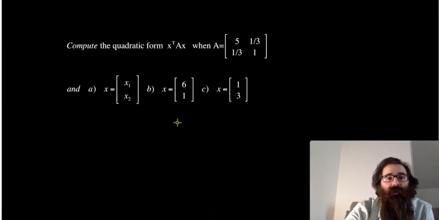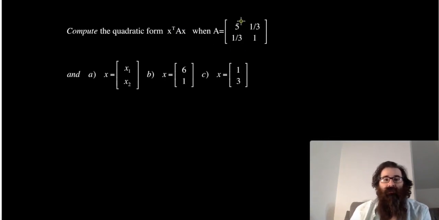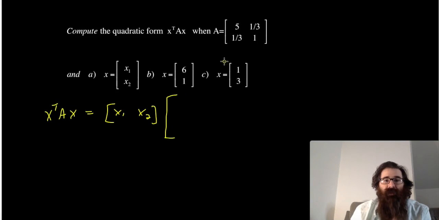I want to compute the quadratic form x transpose times A times x when A is equal to this matrix here. And let's go ahead and we'll start. So I'm given these different vectors to use for x. We start with a very generic description. So here I can go ahead and build x transpose times A times x. And here, if this vector in R2 with entries x1 and x2 is my vector x, then the transpose of that would be a row vector with entries x1 and x2, and then times matrix A, which is given, so I can just rewrite that, of course, and then times classic x, which is this column vector in R2.